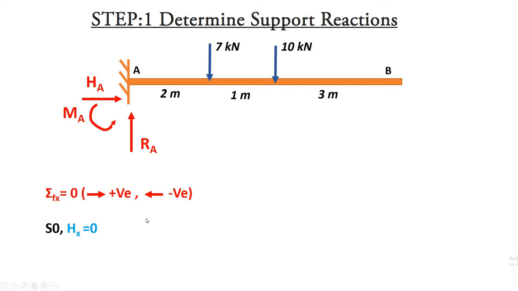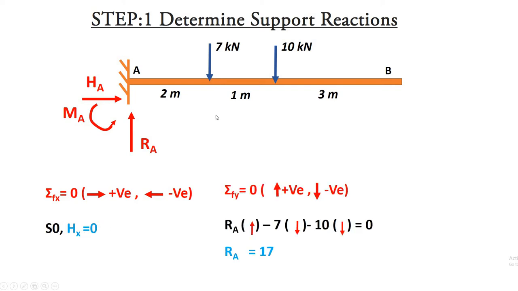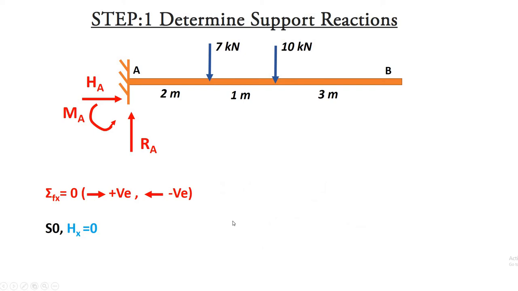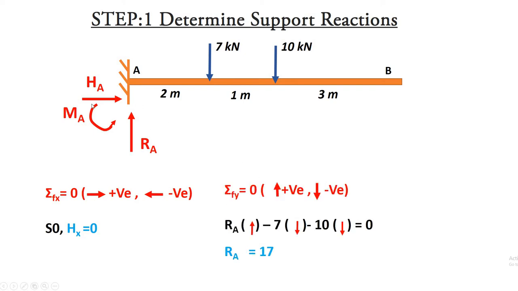So HA is 0. Now the next equilibrium condition is algebraic sum of all forces in y is equal to 0. Upward is positive, downward is negative. Starting from left, this one is upward, so positive. 7 kilonewton is downward, so negative. 10 kilonewton is also downward, so it is also negative. So RA minus 7 minus 10, so RA is equal to 17, right? So this is about our 2 reactions, horizontal and vertical.